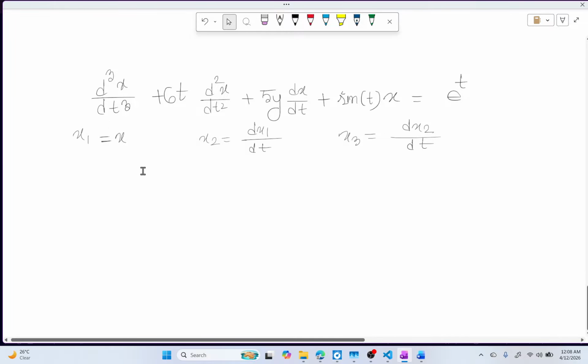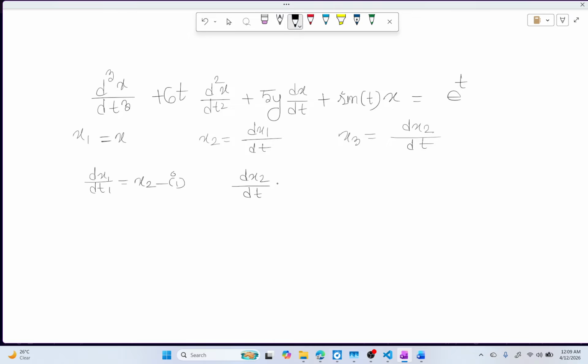So let's work with the first. You see that I have obtained the first equation, dx1 by dt is equal to x2. This is the first equation, and dx2 by dt is equal to x3. This is my second equation. So now I have to make another equation from this. So let me rewrite this thing. Let me put d cube x by dt cube and take all the things to the right, e to the power t minus 6t d square x by dt square, 5.